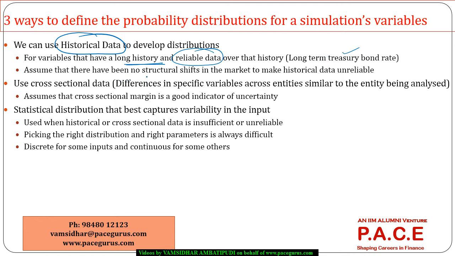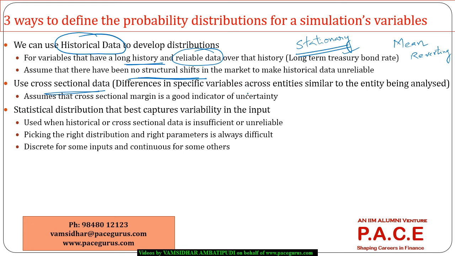But one thing when we are using the historical data is there is no structural shift. We are making a very blunt assumption that there is no structural shift. Which means there is a kind of mean reverting behavior. So it is more and more a stationary kind of process. So these are some of the assumptions that we are implicitly making when we are using the historical data to develop the distribution.